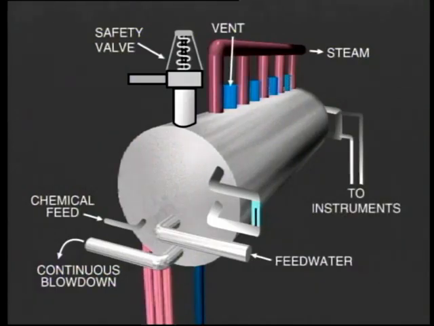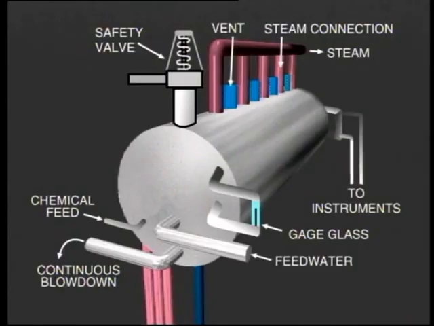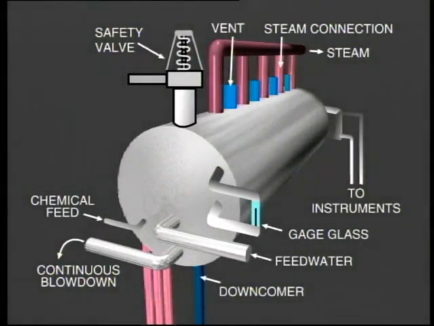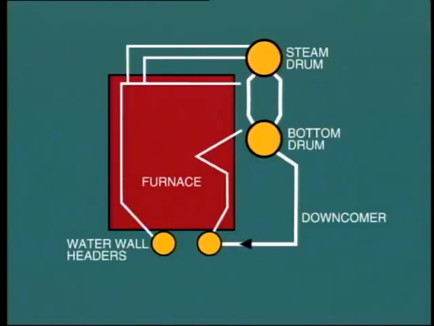Instrument connections for monitoring and control of boiler operation. Gauge glasses, usually fitted at each end of the drum to provide a physical view of the water level in the drum. Steam connections from the top of the drum. Downcomer connections at the bottom of the drum. Means must be provided for draining the boiler of water in the case that certain maintenance work needs to be performed.